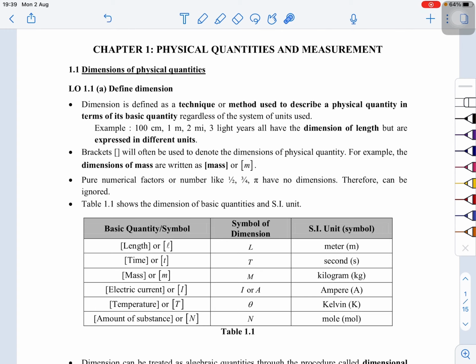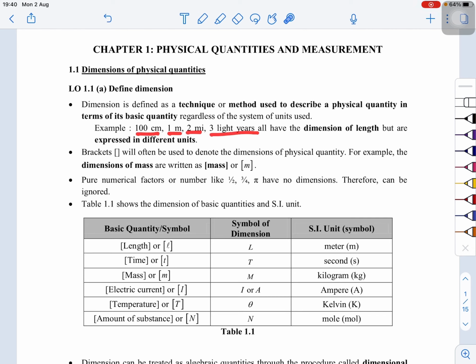Okay, so dimension ni, based on definition, it is a technique or method used to describe a physical quantity in terms of its basic quantity, regardless of the system of units used. Okay, dalam kata yang paling senang, macam ni. Okay, for example, kita ada a few units here. Kita ada sentimeter, 1 sentimeter, 1 meter, okay, 2 miles, 3 light years.